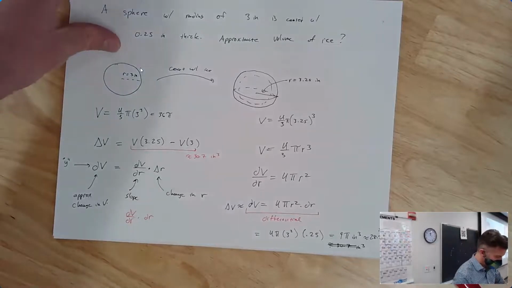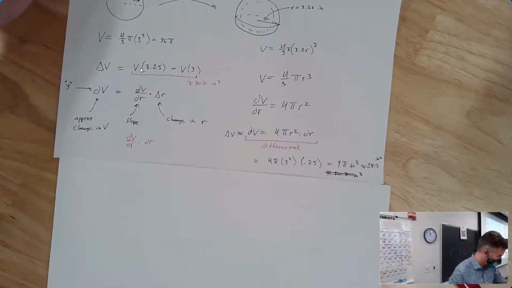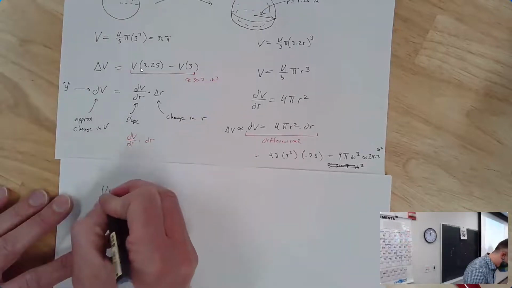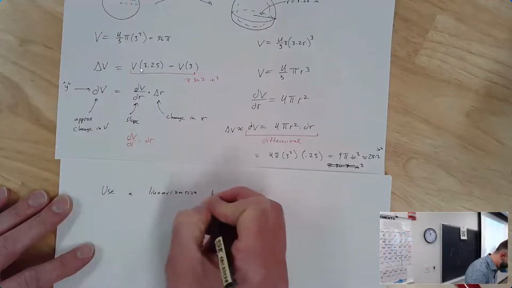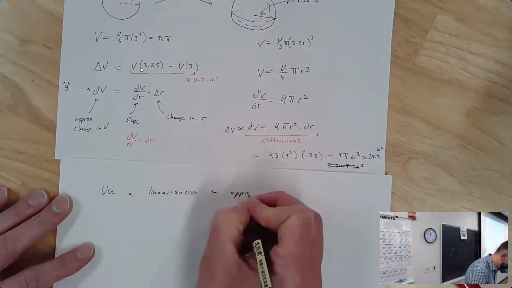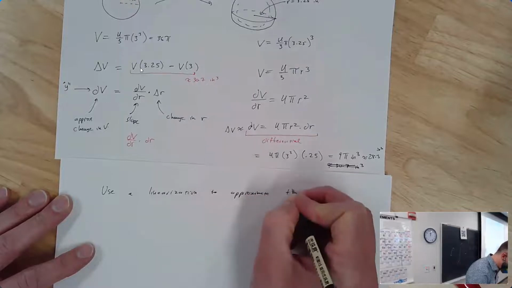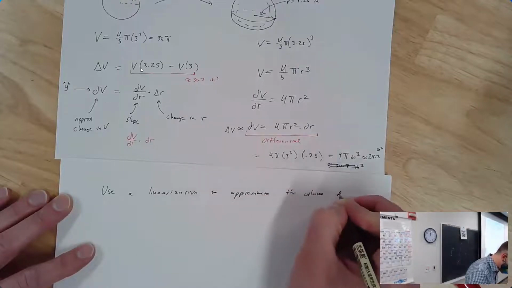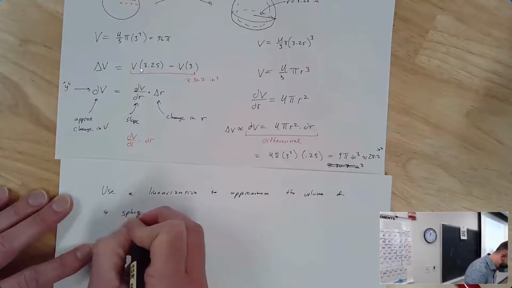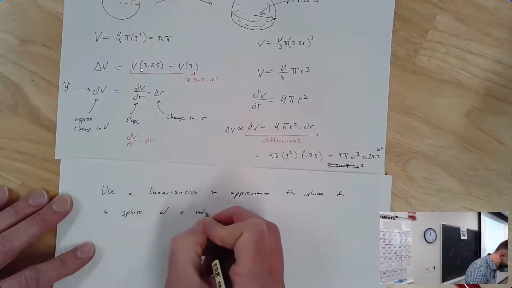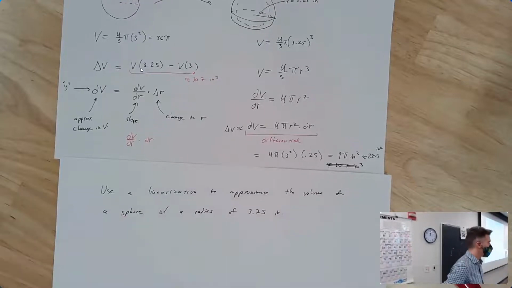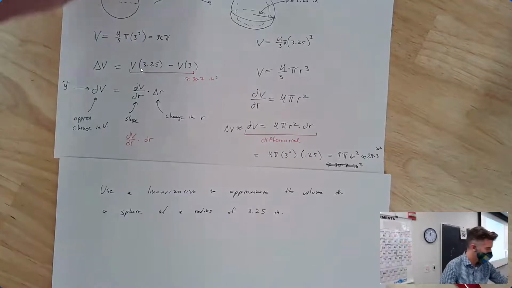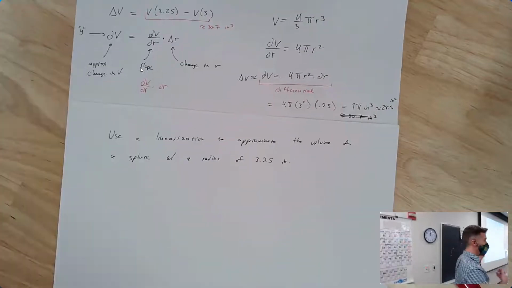Okay, but let's totally revisit this problem and talk about it from the linearization point of view. So here's what I'm going to say for the next part. We're going to use a linearization to approximate the volume of a sphere with a radius of 3 1/4 inches. Okay, so we need to identify our function and our input and our a value.